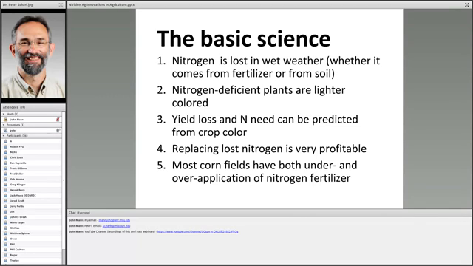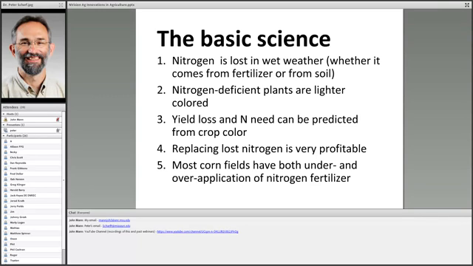So there's 5 basic science points that I'm going to try to cover here as we head toward how do we actually put together a system and make this work, to kind of give the underpinnings of why it matters and why we can use this for the benefit of the ag enterprise.